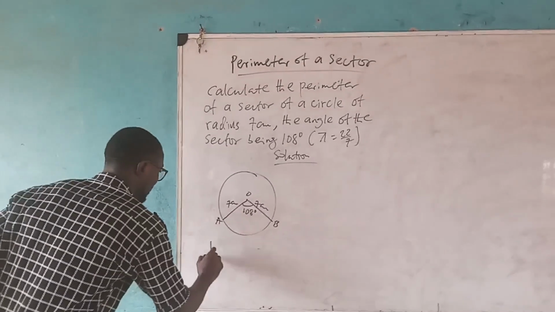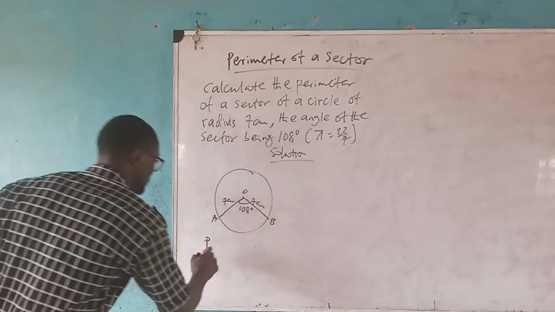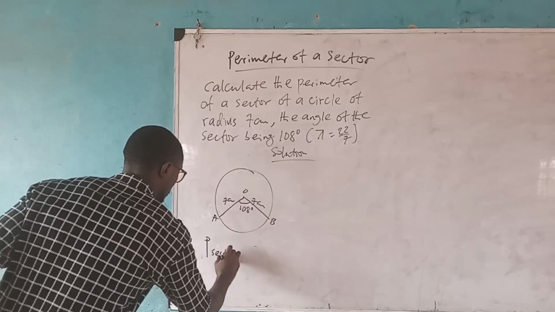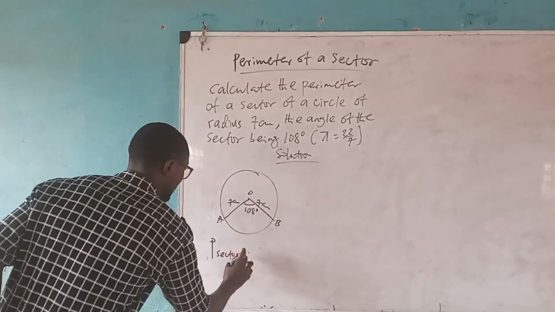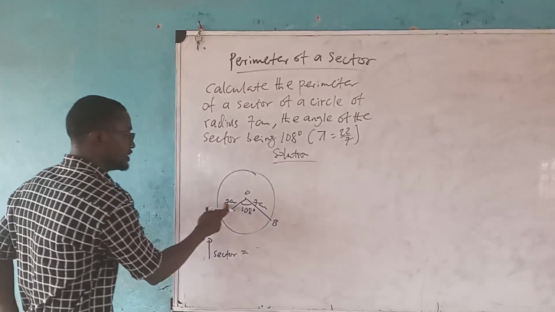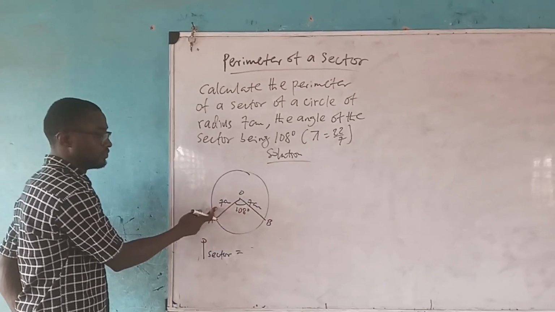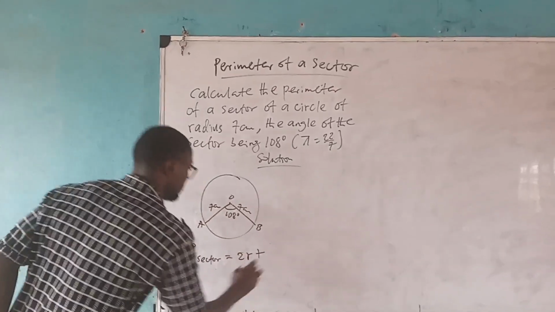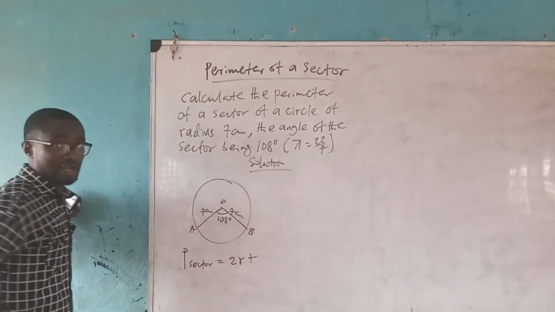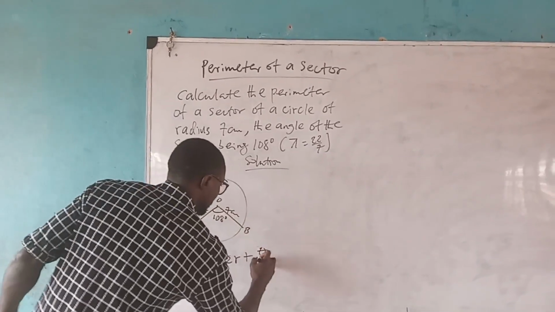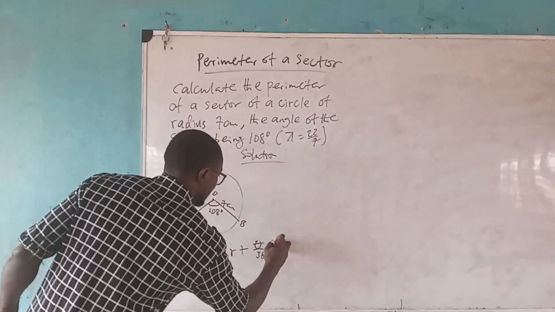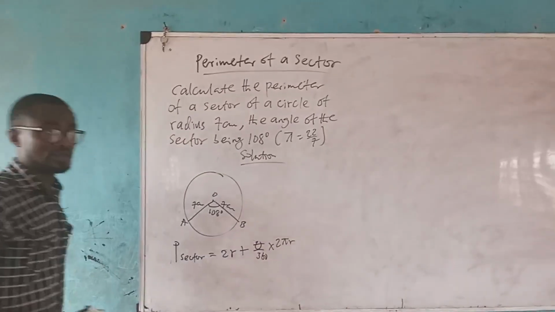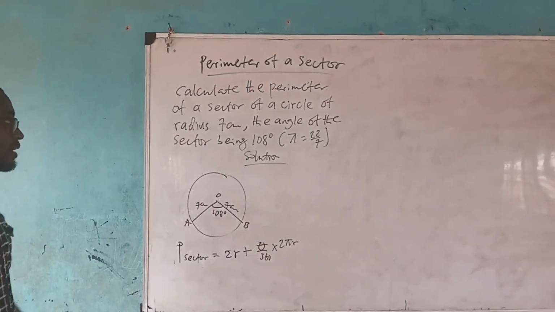Then how do you find the total length of this side? The formula for the perimeter of a sector is equal to these two radii, radius 1 and radius 2, added together, which gives us 2r, plus the length of an arc, which is theta over 360 times 2 pi r.